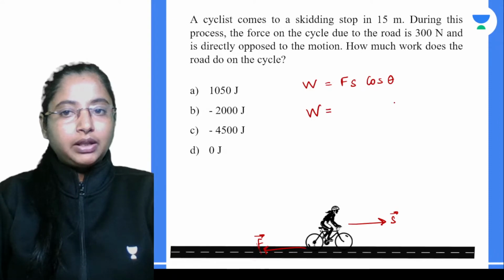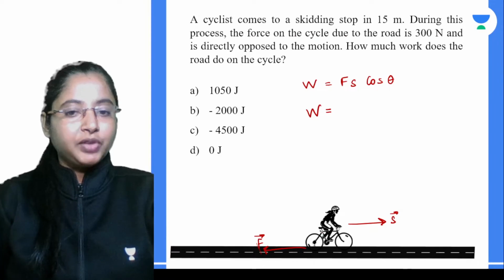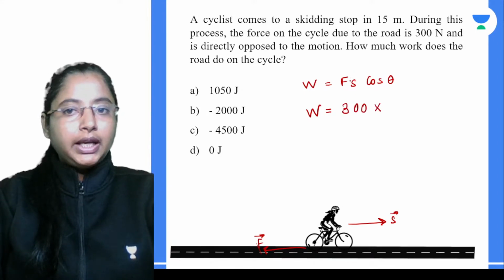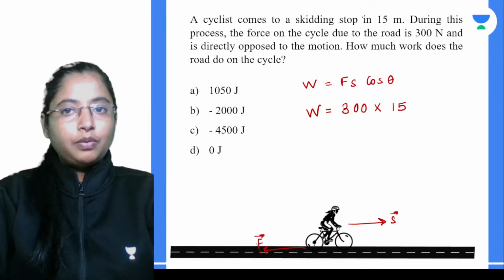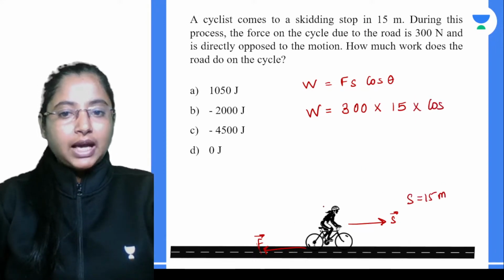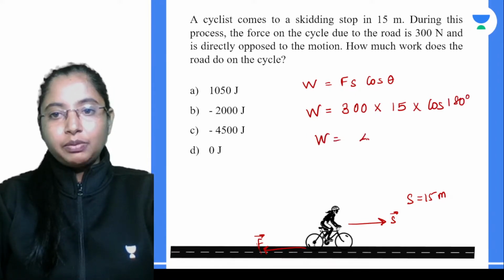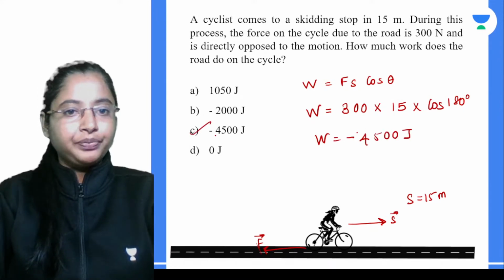So work done will be, the force on the cycle due to the road is 300 Newton. The road exerts a force on the cycle of 300 Newton, into the displacement, which from the question is 15 meters, as she comes to a stop in 15 meters, into cos of the angle between them, which is 180 degrees. This is 4500, but cos 180 is minus 1, so we get minus 4500 joules.